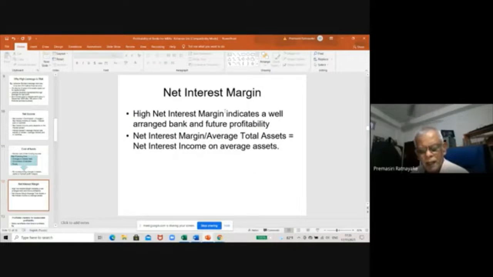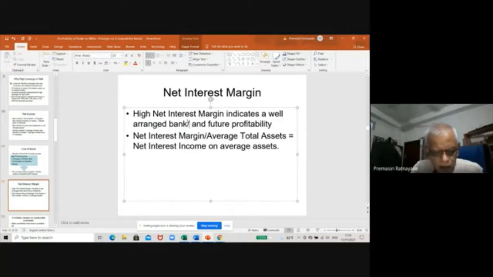Net interest margin. High net interest margin indicates a well-arranged bank, financial institution, and future profitability. Net interest margin divided by average total assets equals net interest income on average assets.